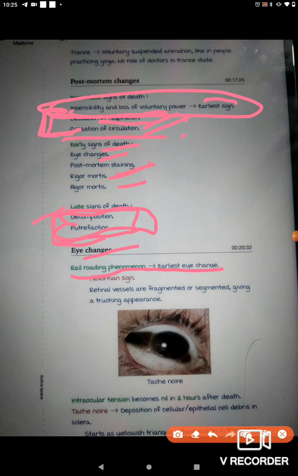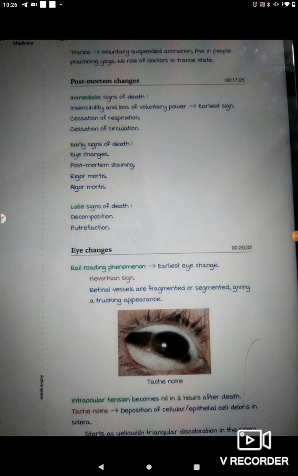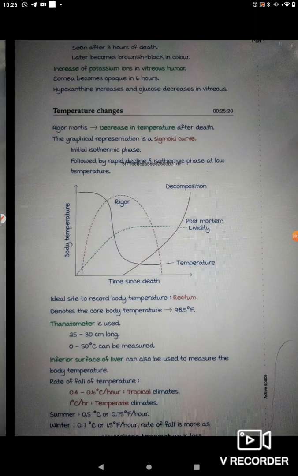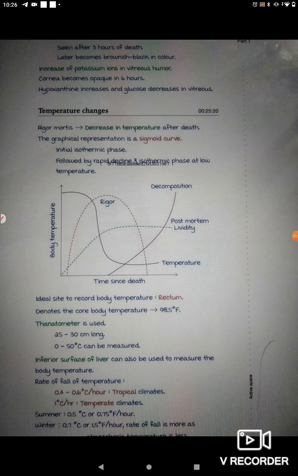In the Kevorkian phenomenon, retinal vessels are fragmented and segmented, giving a trucking appearance. Also the intraocular tension becomes nil 2 hours after death. Tachynoid formation is cellular or epithelial debris deposition in the sclera. It starts as a white triangular discoloration, initially yellow, then becomes brownish black. Also there is an increase of potassium in the vitreous humor. The cornea becomes opaque in 6 hours. Hypoxanthine increases and glucose decreases in the vitreous.